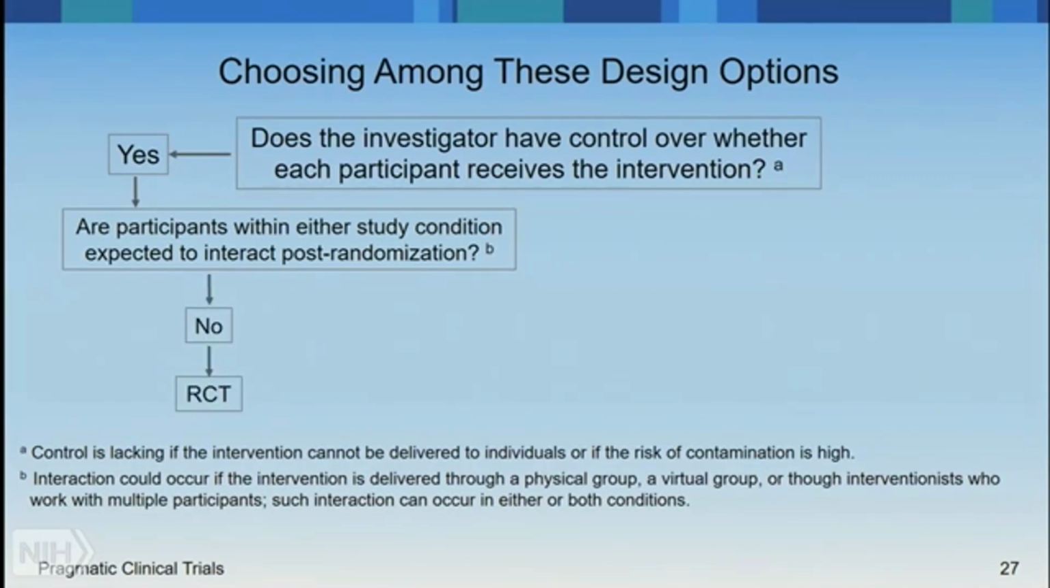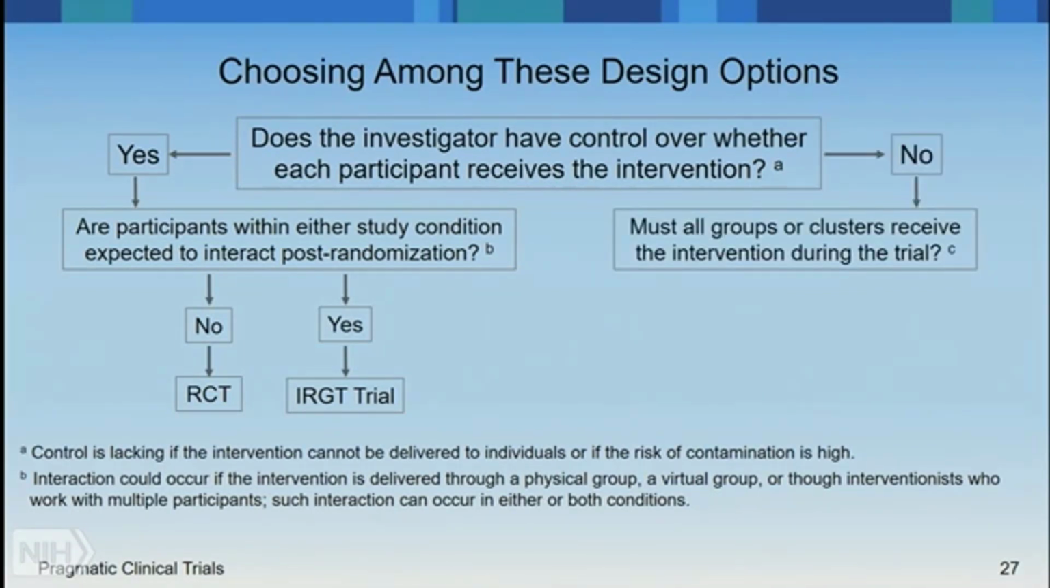If I don't expect any of that kind of interaction, I can use the individually randomized controlled trial, and I should. If I'm anticipating interaction, then I should be looking at the individually randomized group treatment trial, because I'm set up for that. If I don't have control over whether each participant is going to get the intervention, then the second question that I should consider is, must all groups or clusters receive the intervention during the trial?